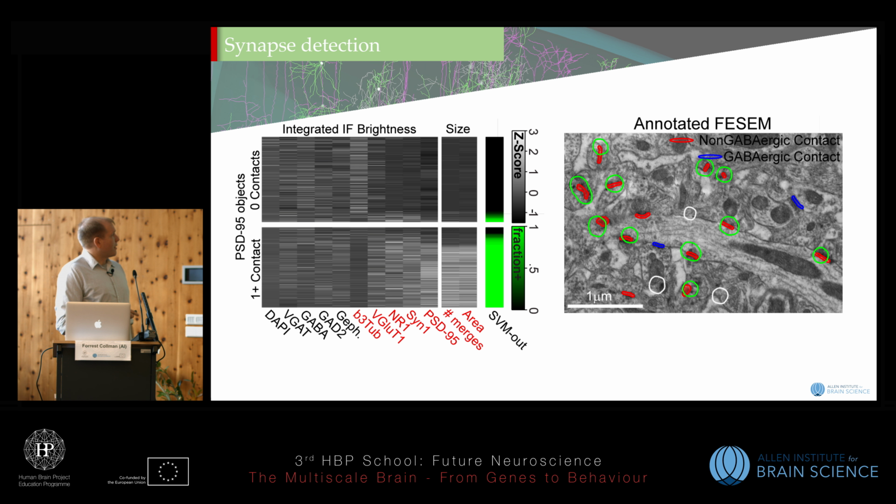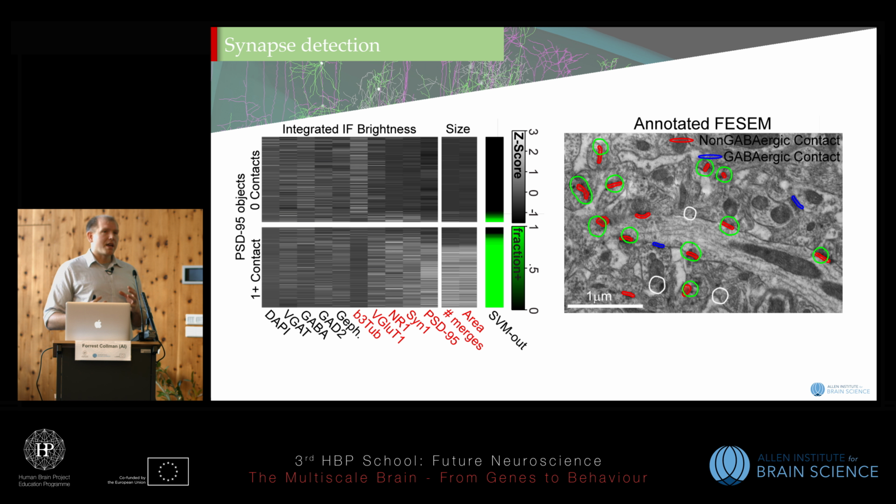In this plot, each row represents one of those PSD95 immunofluorescence spots, and each column represents a quantification of the immunofluorescence signal in a number of different channels. The channels here in red are useful for measuring the difference between PSD95 objects which are at synapses, the lower half, versus not at synapses, the upper half. I've also got columns which quantify the number of sections that the PSD95 immunofluorescence is in, as well as the total area. As you can see, there are many channels which are predictive.